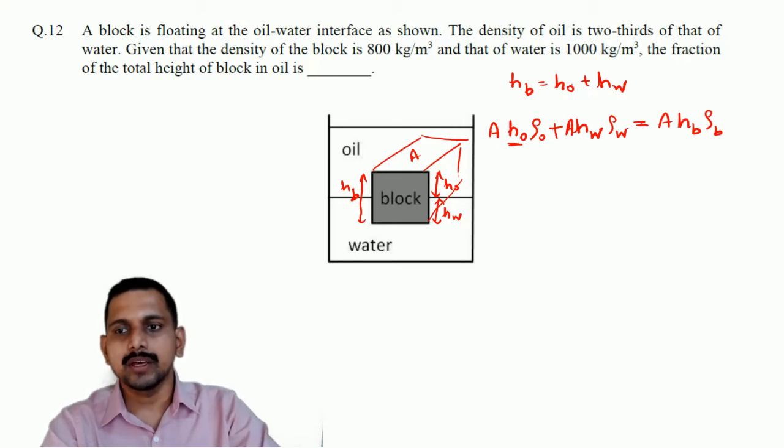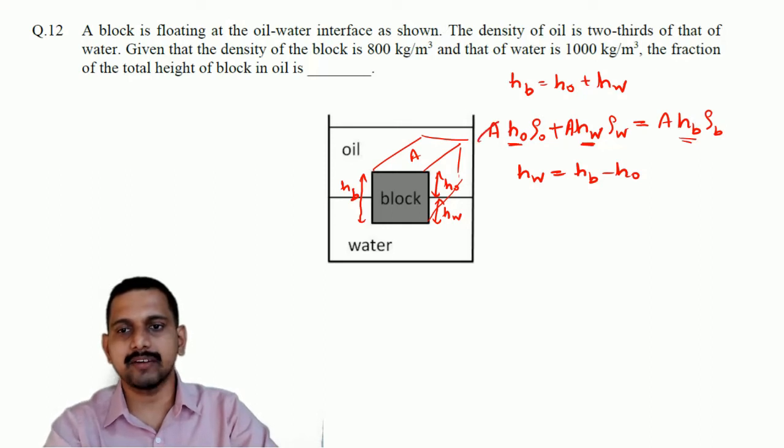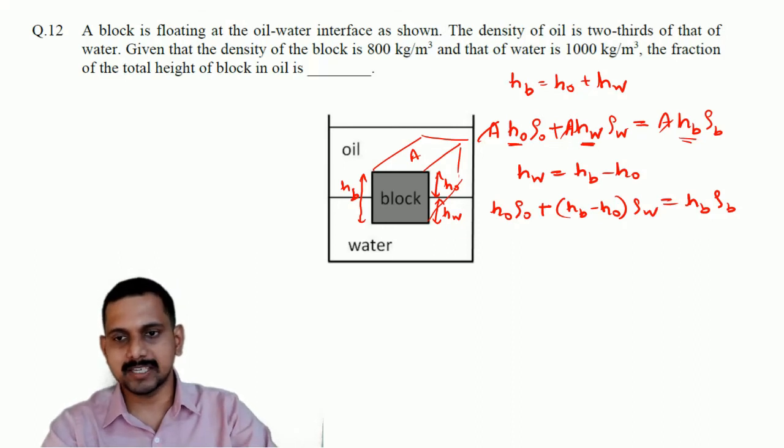Now what we require is H oil as a fraction of HB, right? So we have to eliminate HW here. From here we can get HW is equal to HB minus H oil. Let us substitute that. Area cancels everywhere. So I can write H oil into density of oil plus HB minus H oil into density of water is equal to HB into density of the block.